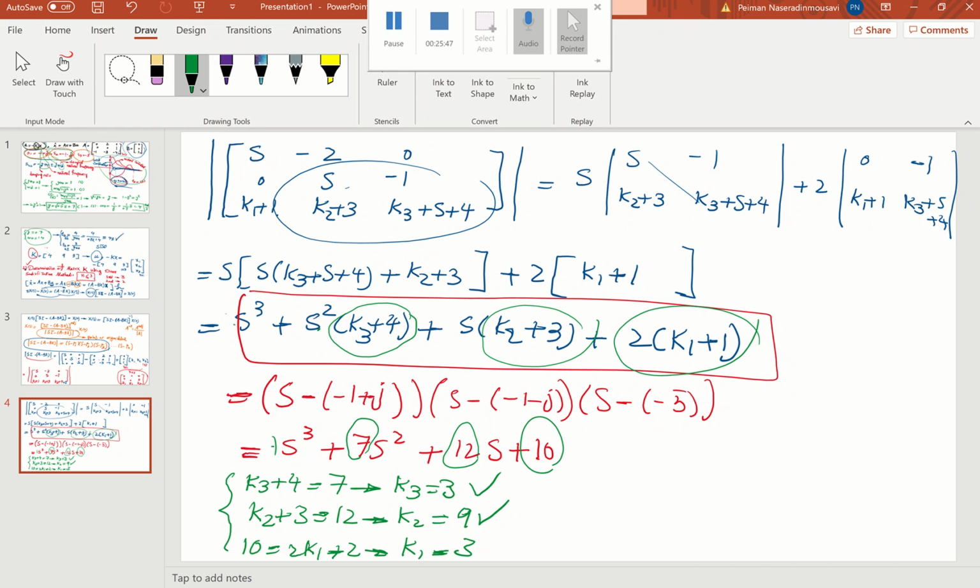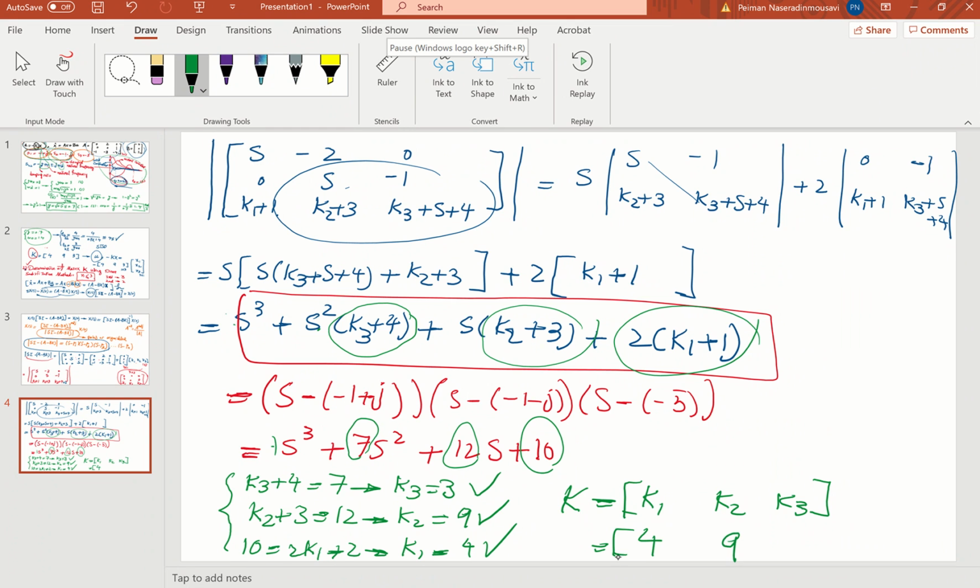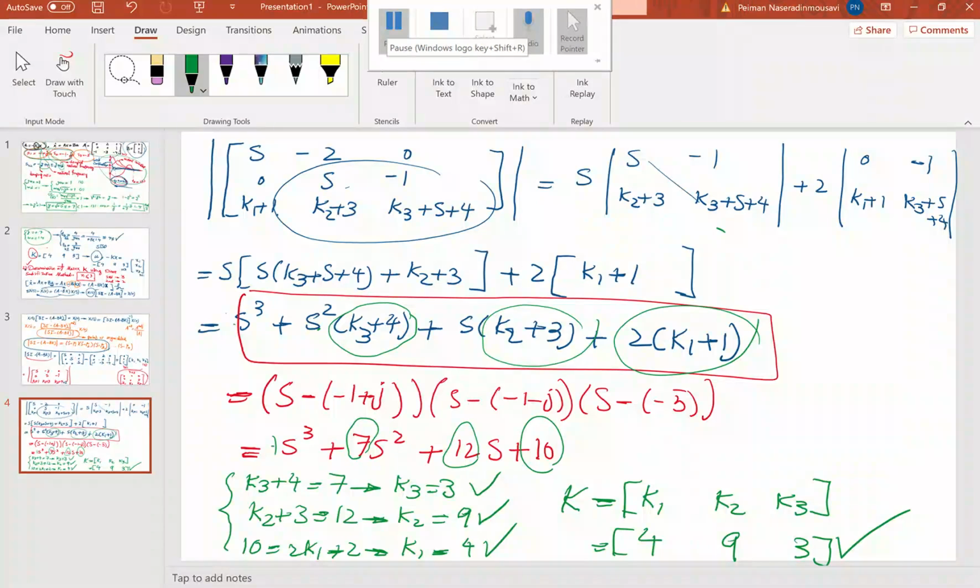Let me double check the previous class. Yeah, so this is 4. As we derived in the previous class by method number 1, your gain matrix becomes 4, 9, 3. Bingo. Now again you can go to MATLAB, develop the code that I did, and do more things.